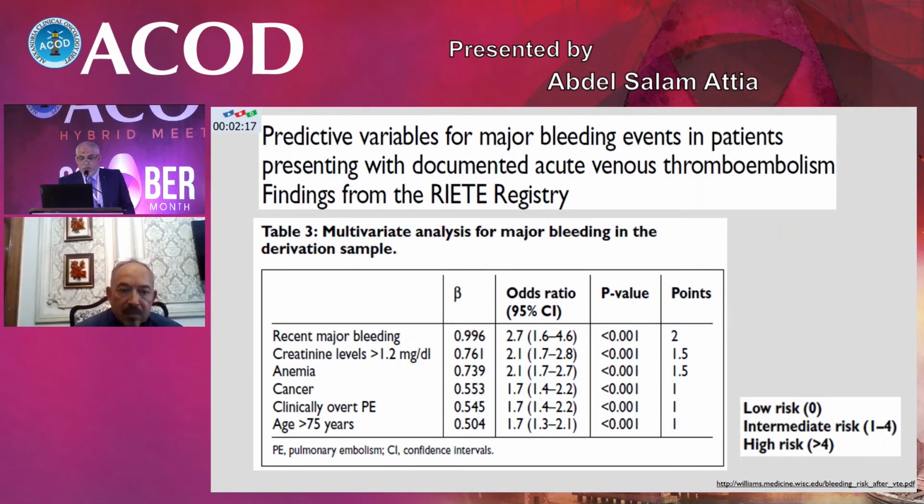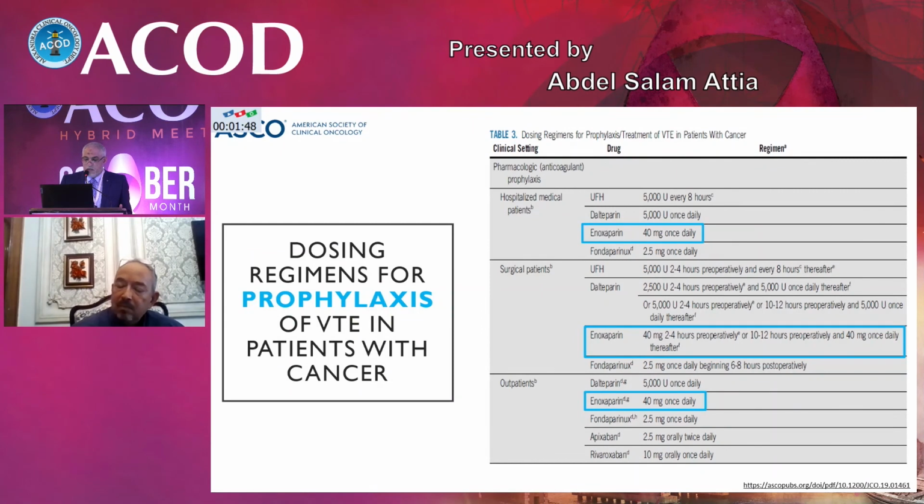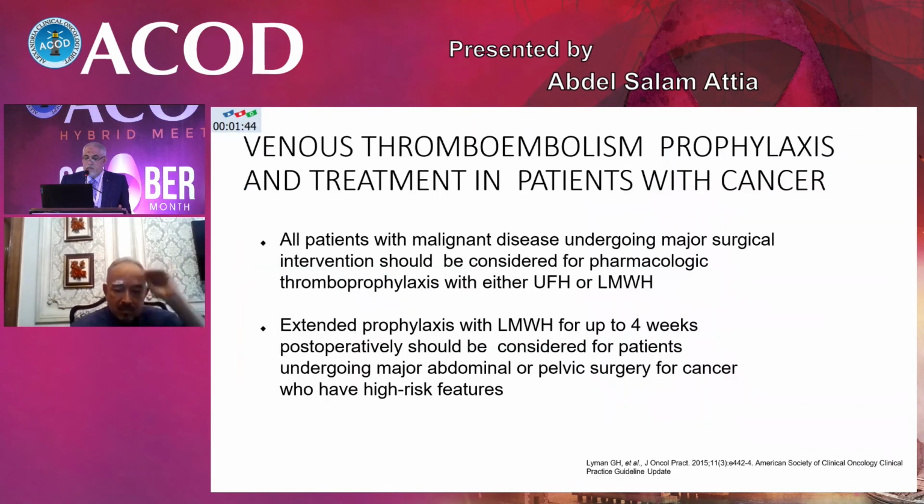And these are the variables from the RITI registration, and it is very close to what we mentioned before, and categorizes the patients as low risk, intermediate risk, and higher risk. And for the risk assessment model that we mentioned before, and again this is a prophylaxis, I think this is a repeated slide. This is the treatment we mentioned before.